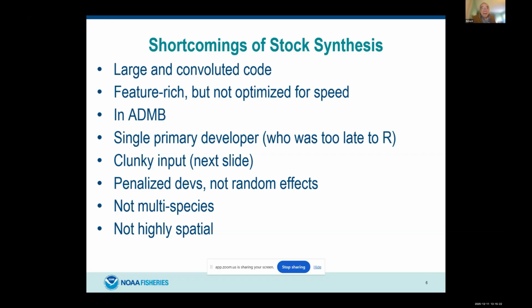It's not multi-species, but we do have cannibalism in there. We do have predator-prey capability, but it's not really a multi-species model. And it's spatial, but it's not highly spatial. So there's a lot of places where it really can't fill the needs moving forward, and it's not going to.